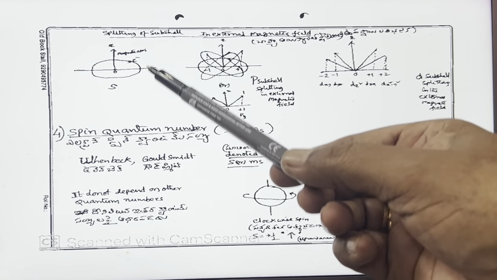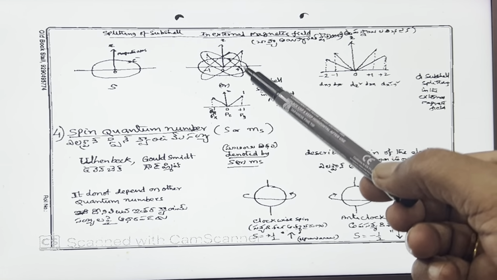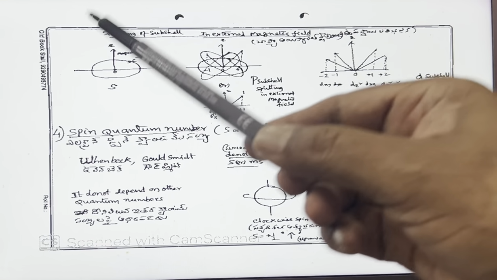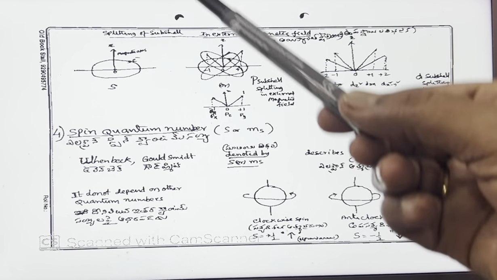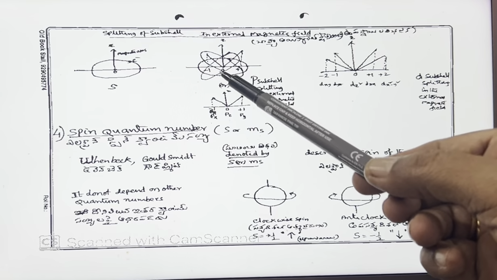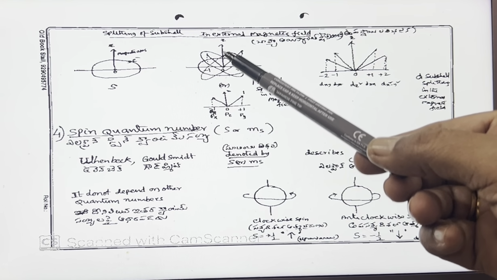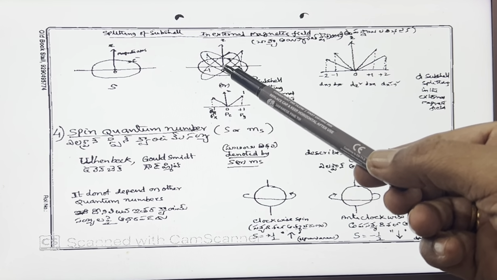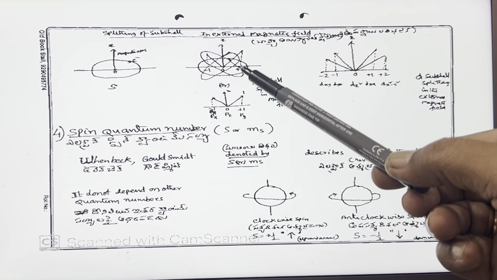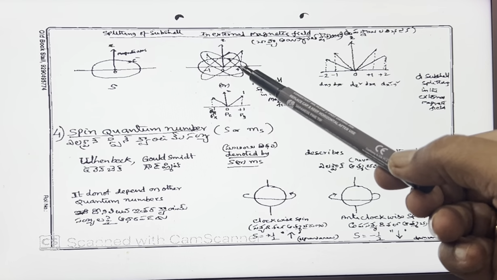When it is kept in an external magnetic field, this may be oriented. The circular path may be oriented towards the right or towards the left, towards the plus axis or towards the minus axis. So, when it is tilted towards the right, the z axis, the perpendicular line is also shifted towards the right. The foot of the perpendicular, if you see, is +1, the positive side.